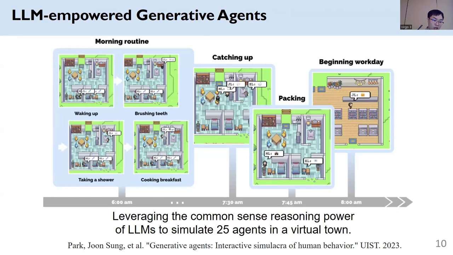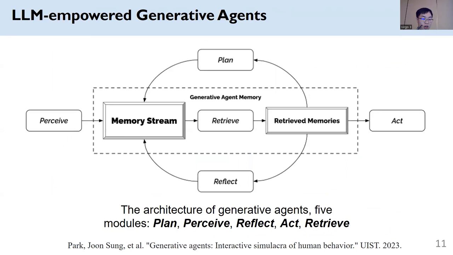They leverage the common-sense reasoning power of LLMs to simulate 25 agents in a virtual town. Some also call this paper the Stanford AI Town. This is the architecture of their agents. Mainly they have five modules: plan, perceive, reflect, act, and retrieve. They show that when organizing LLMs in this agentic workflow, it can be quite effective to simulate human-like societies.